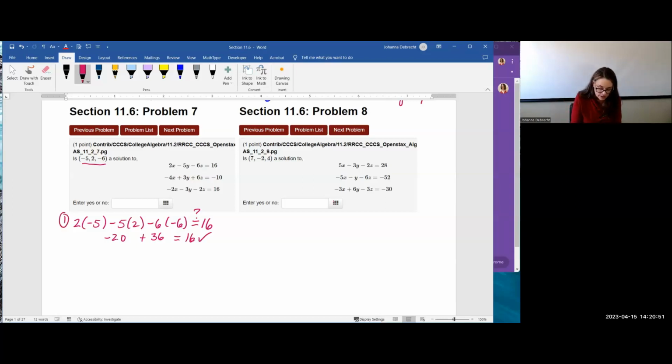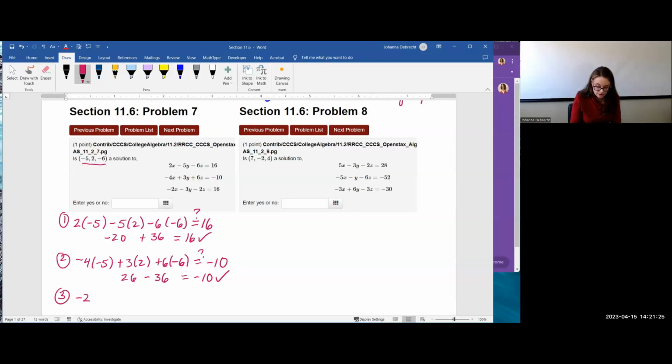So I'm checking in equation 1, and now I'm going to check in equation 2. So I have -4 times -5 plus 3 times 2 plus 6 times -6. Does this equal -10? Well, this would give me 20 plus 6, which is 26 minus 36. And yes, that is -10. So it's on that plane as well. Is it on all 3?